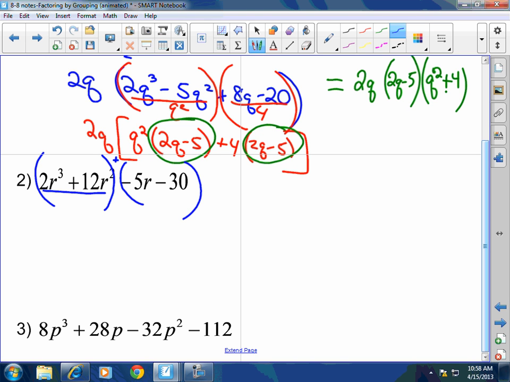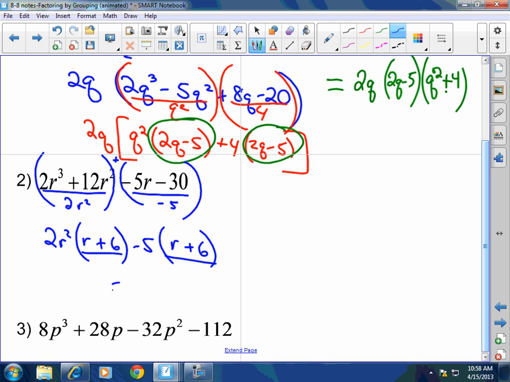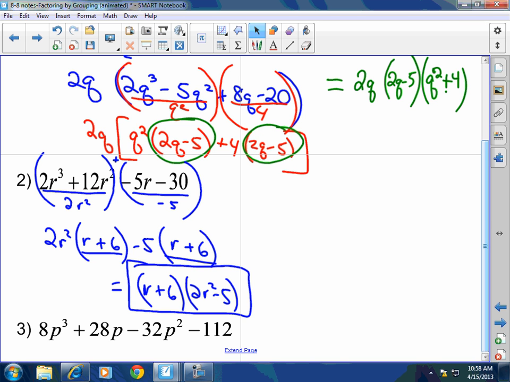What can I factor out of this first binomial? 2r squared. Thank you, son. 2r squared, so that's r plus 6. And then, what do I factor out of this to make it look like r plus 6? A negative 5. Thank you very much, son. Fantastic. R plus 6. Now I have two binomials that are equal. So my answer is I factor out the same binomial. What am I left with? 2r squared minus 5. That is not a difference of squares, so I cannot factor it, and I am done.